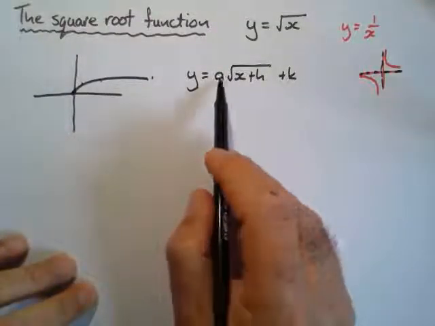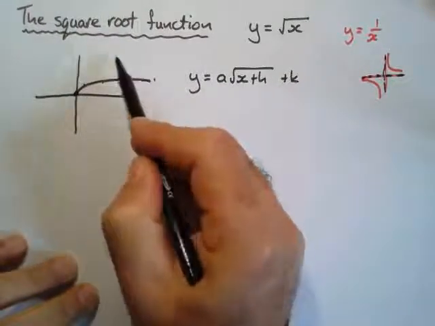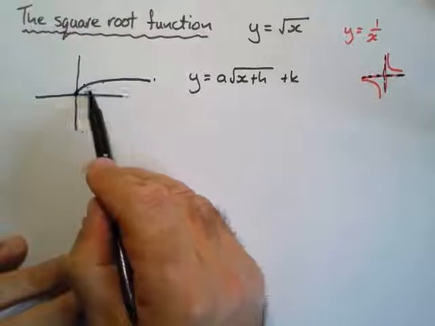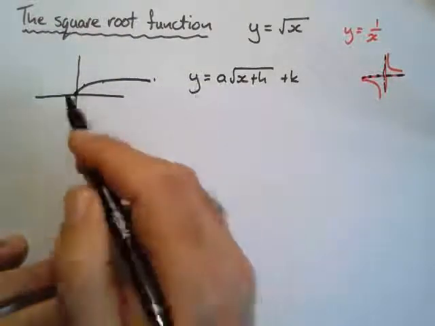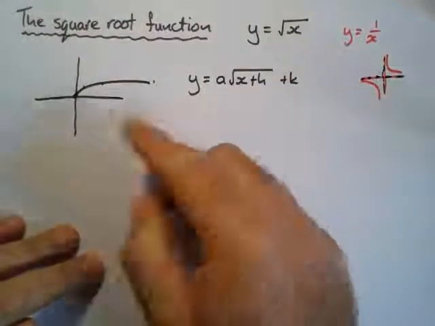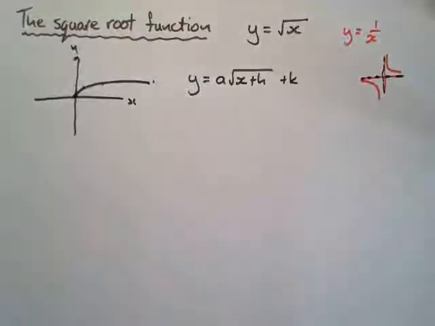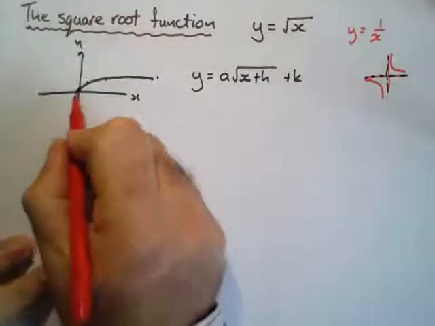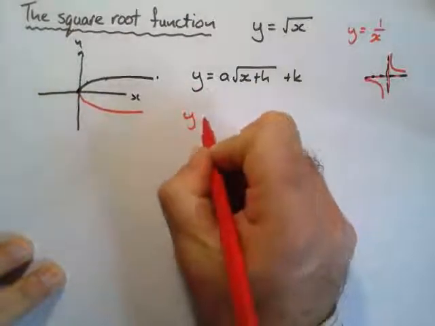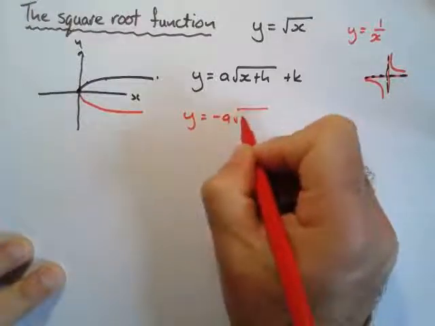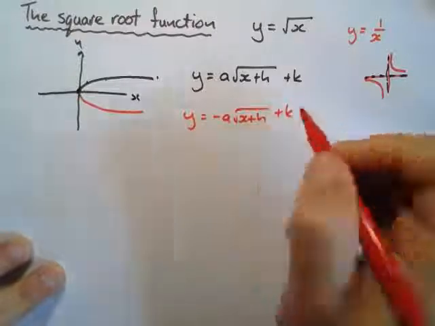Okay, because a again is going to tell me how big this thing is. If that is 2, it's going to go up. If it's a half, it's going to be smaller. So that tells me the dilation. If it's negative, then it will be reflected in the x-axis because my y values change. So if a is negative, it's going to come down this way. So this will be y equals negative a square root of x plus h plus k.